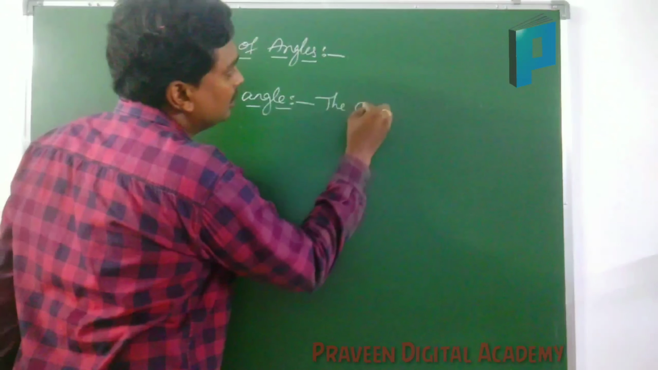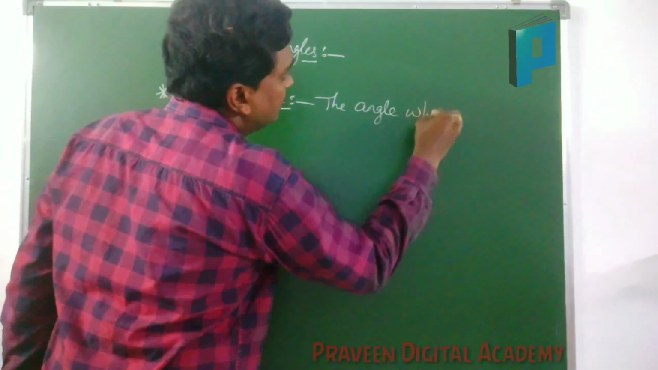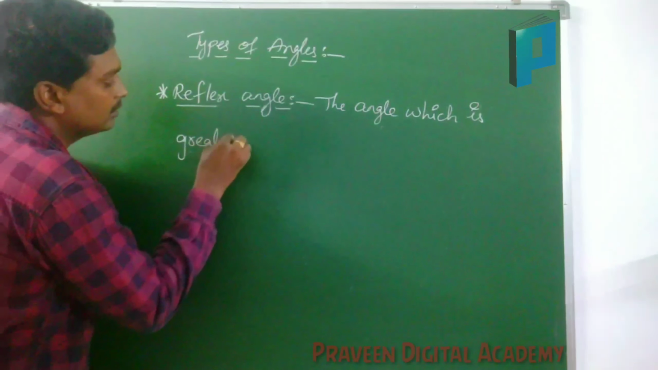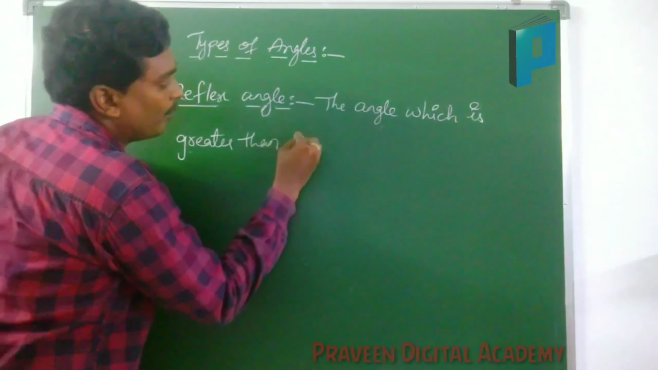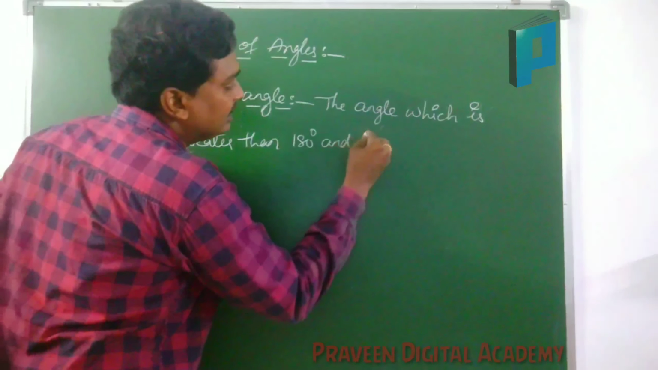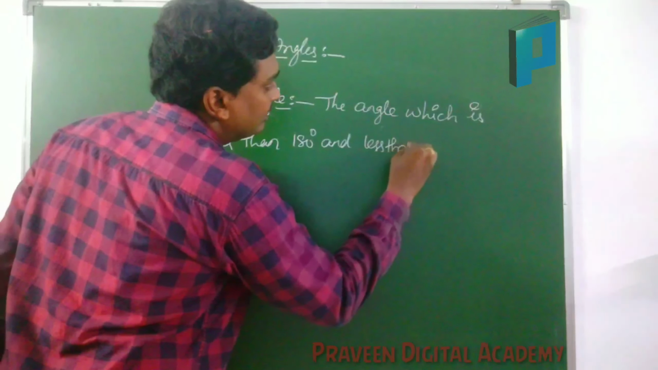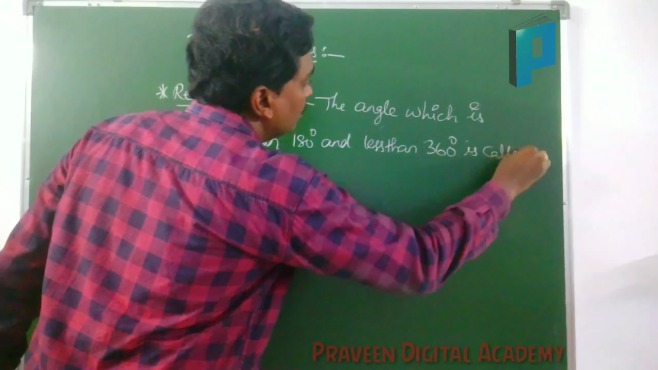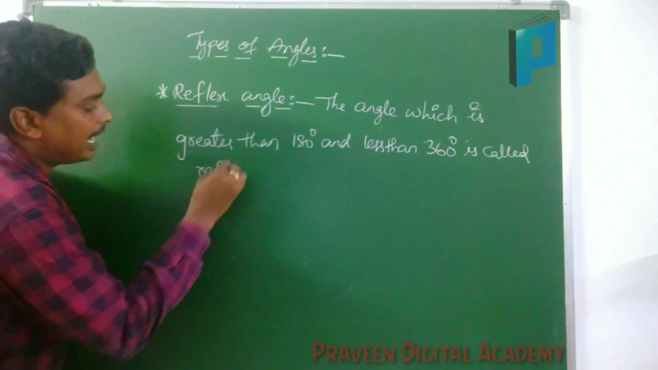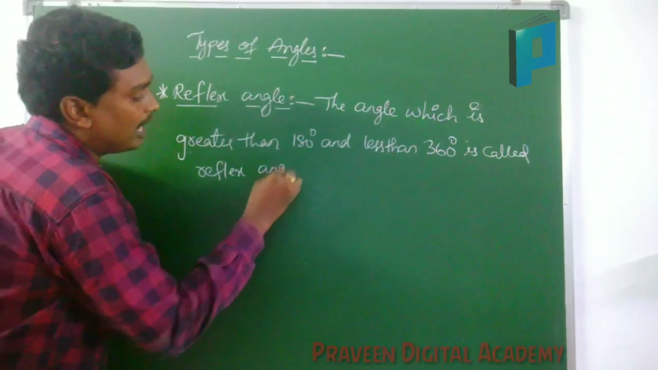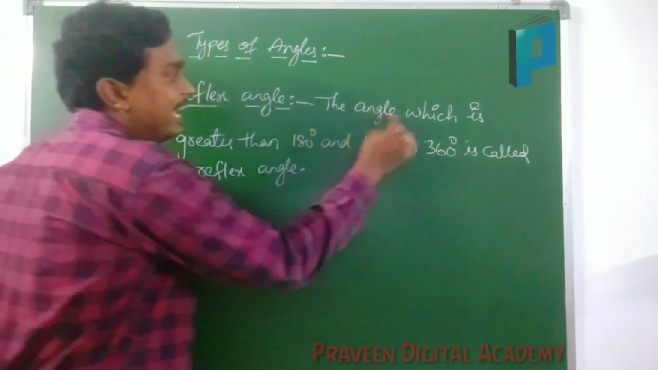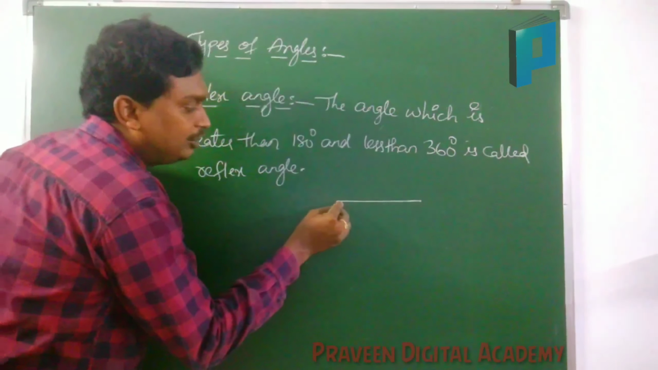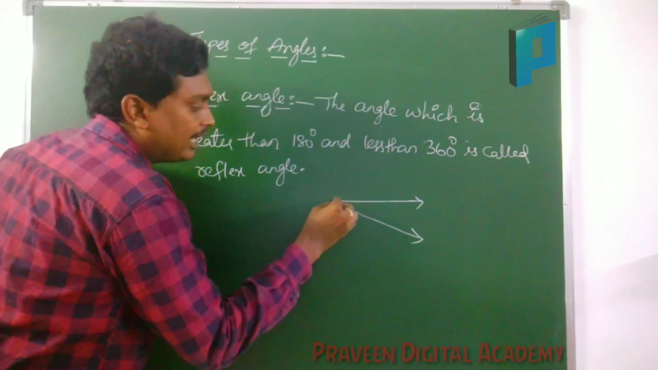Reflex angle. The angle which is greater than 180 and less than 360 is called reflex angle. Here the angle should be greater than 180 and less than 360.